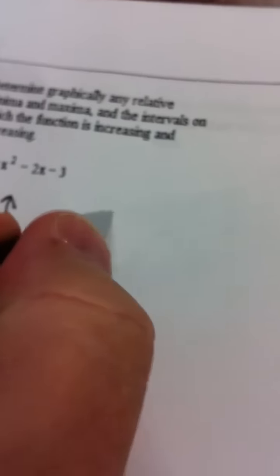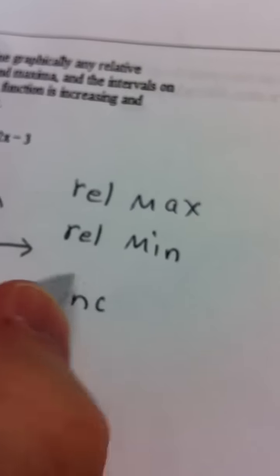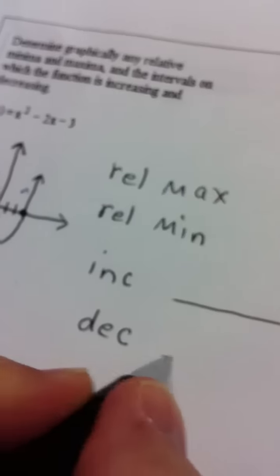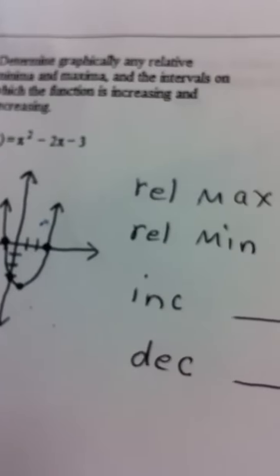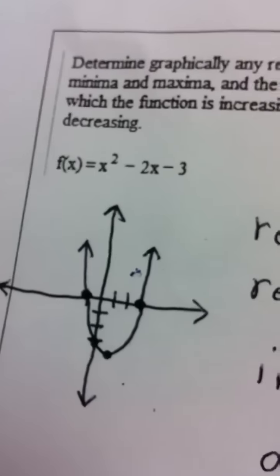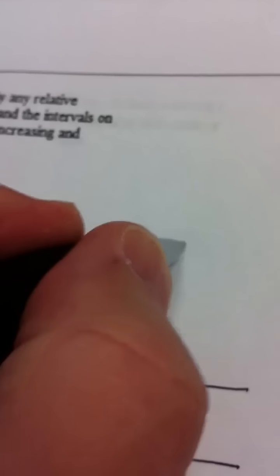Okay? Now, this is our graph. I want to know the relative maximum. I want to know the relative minimum. And I want to know where the graph is increasing and where the graph is decreasing. So, to find the relative maximum, I'm trying to look at the top of a hill, right? Well, there's no hills here. So for relative maximum, we're just going to say none.